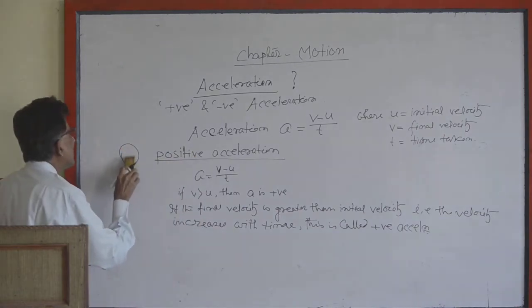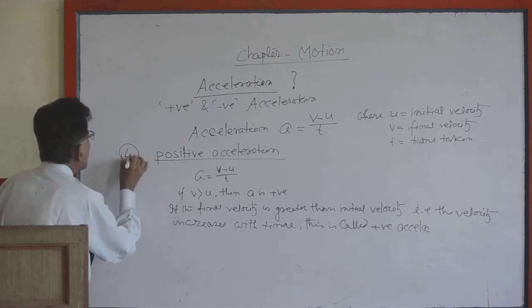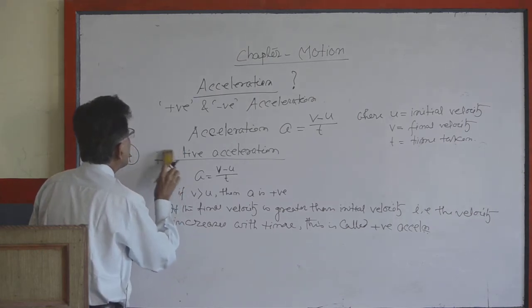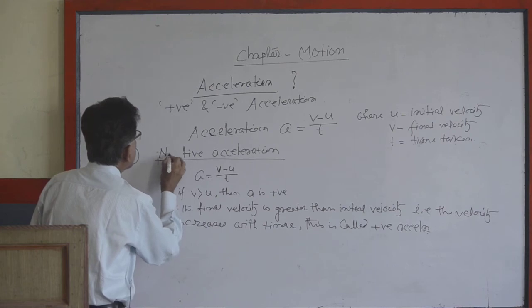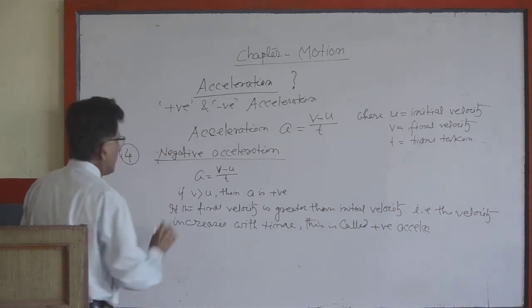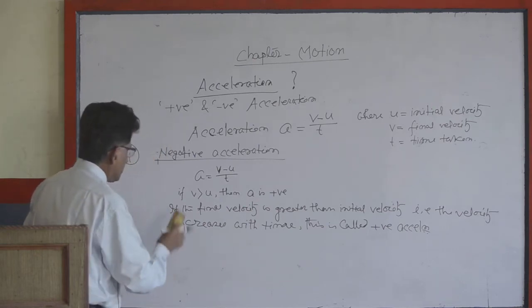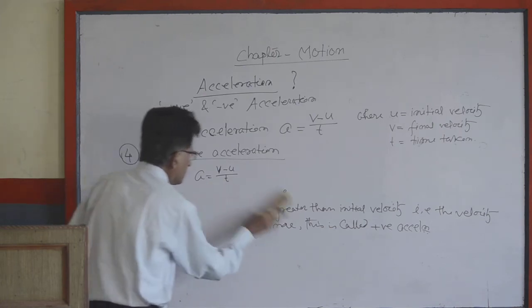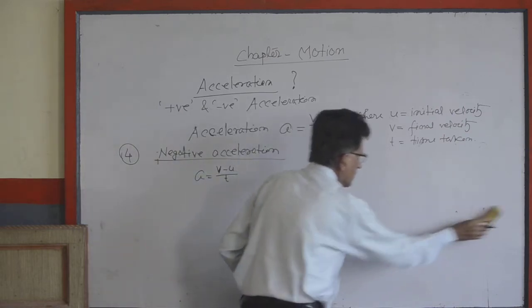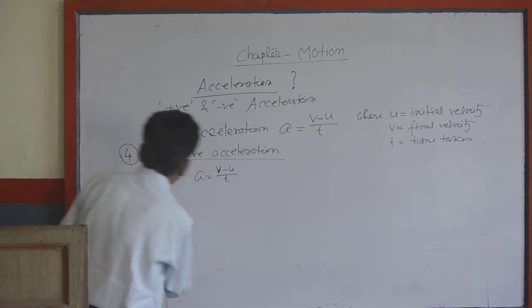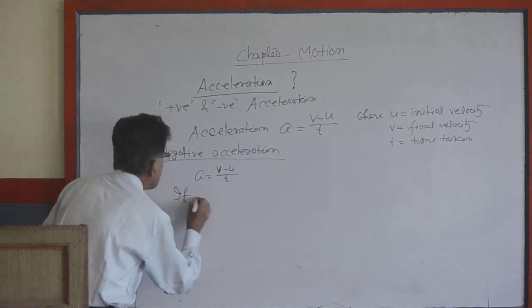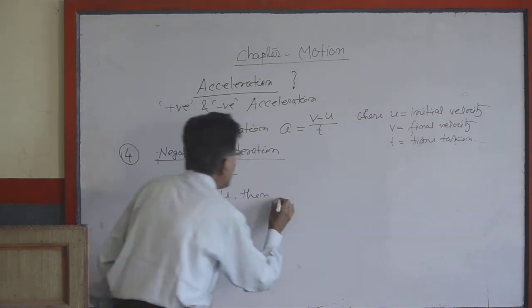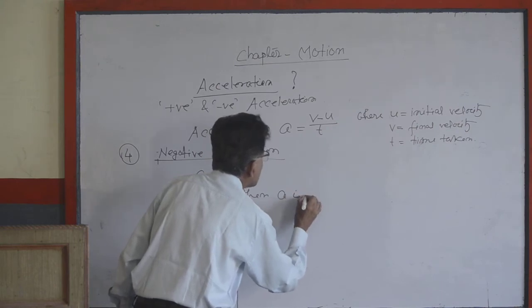Now number 4, negative acceleration. If V is less than U, then acceleration A is negative.